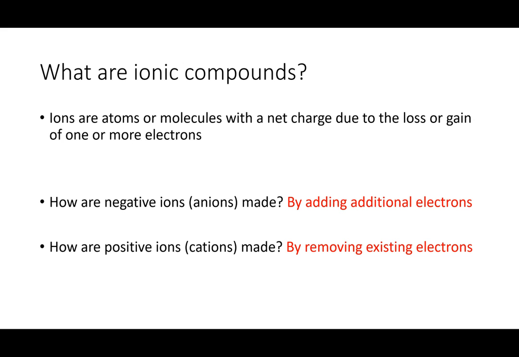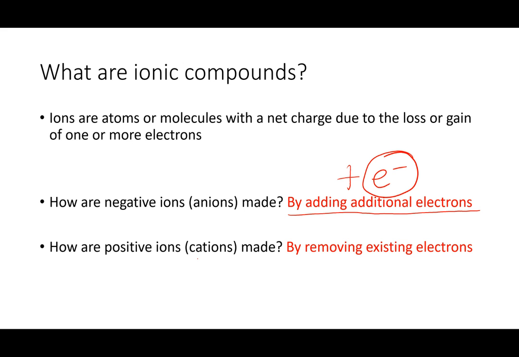So, negative ions, also known as anions, are made by adding additional electrons. This seems to confuse some students, so let's talk about it. When you add an electron with a negative charge, you're making it more negative. Okay, so don't think of it as strictly numbers, but that you're adding a negative charge.